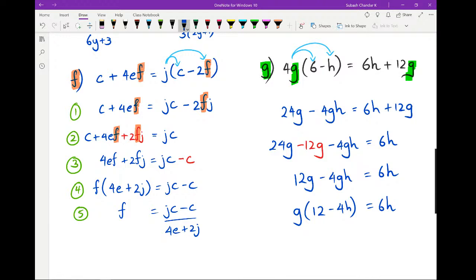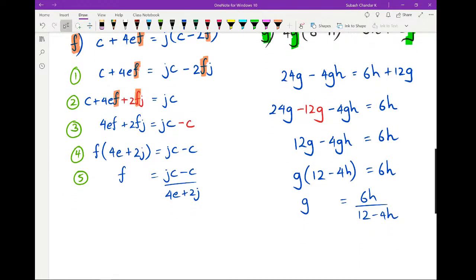Corin, your answer is not going to work out because you've got g in your final answer. You've got g on both sides of the equation, so that's why it's not going to work. The next step is get rid of the 12 minus 4h, which means I'm going to get 6h divided by 12 minus 4h.